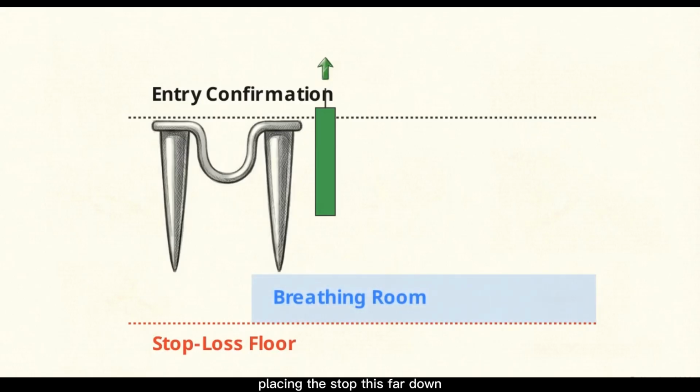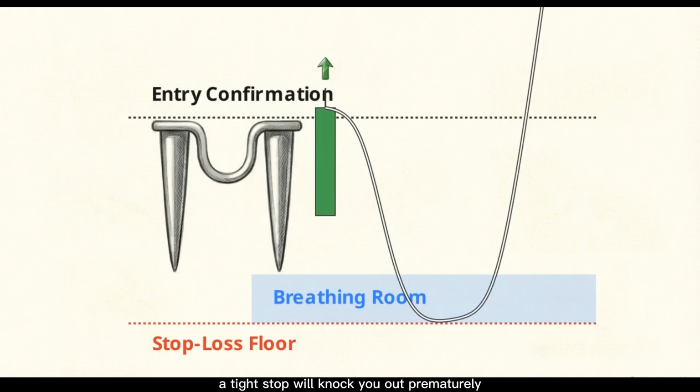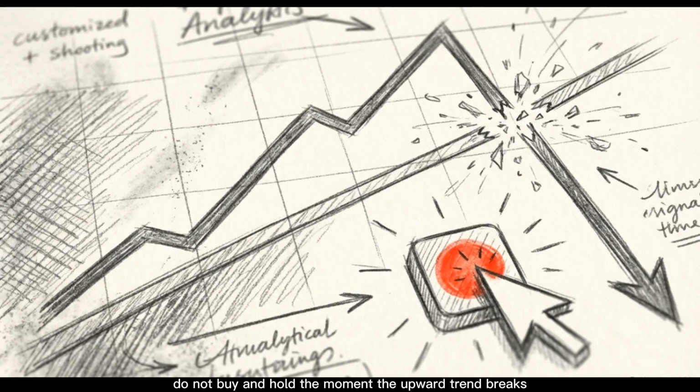Placing the stop this far down gives the trade necessary breathing room. Prices frequently curl around and retest those lows before recovering. A tight stop will knock you out prematurely. For your exit strategy, do not buy and hold. The moment the upward trend breaks, sell your position.